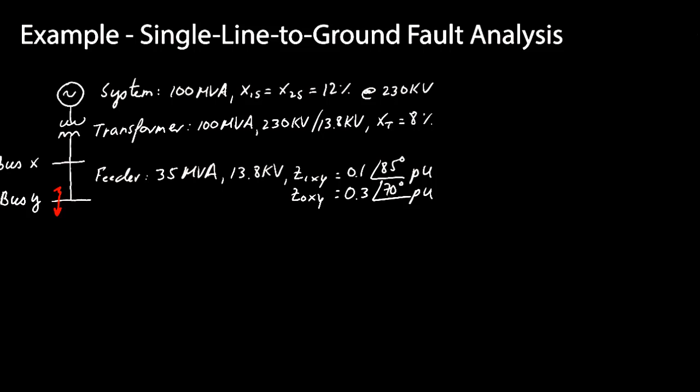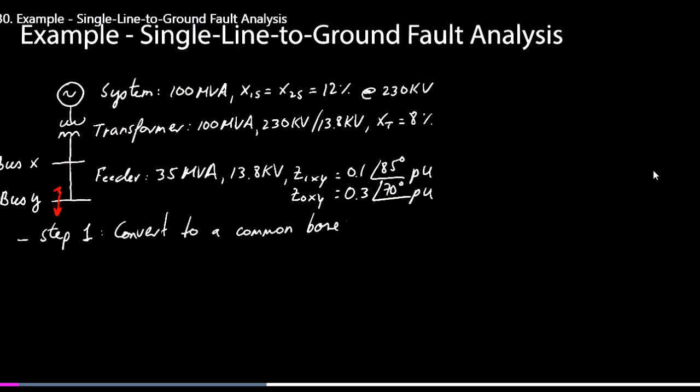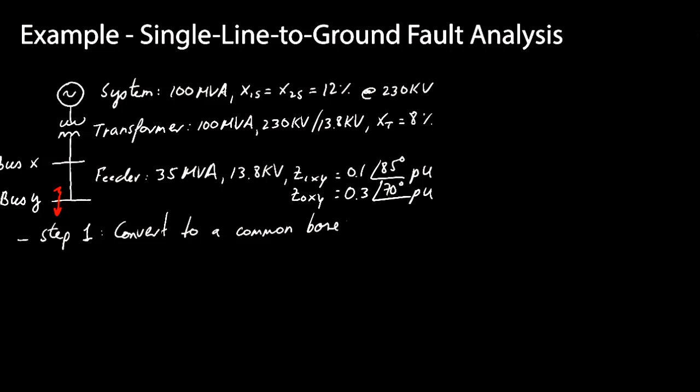So the first thing that we need to do is convert everything to a common base. So step 1 in our 6-step process is going to be to convert to a common base. Again, we did this for the 3-phase example, but let's go ahead and do it again. In here, of course, we have both the system and the transformer at 100 MVA base, but we don't have the feeder on that same base. So the feeder base is at 35 MVA.